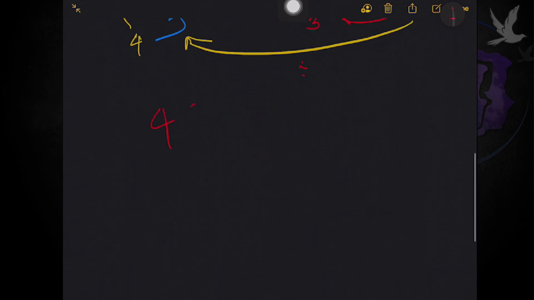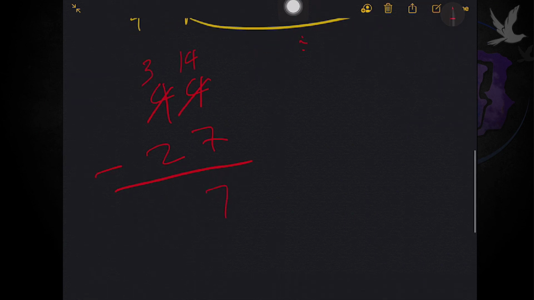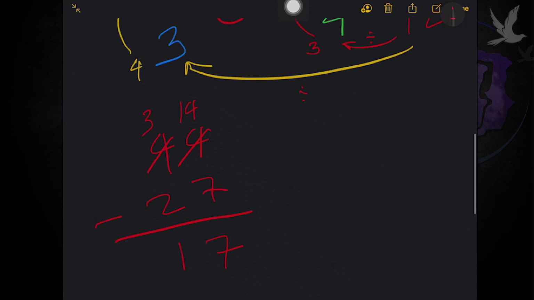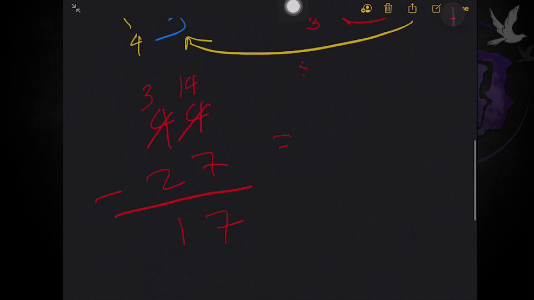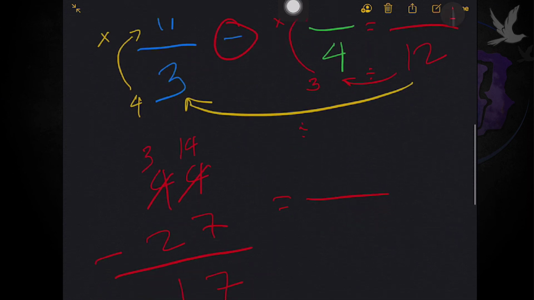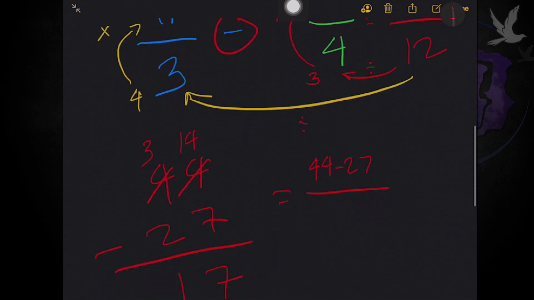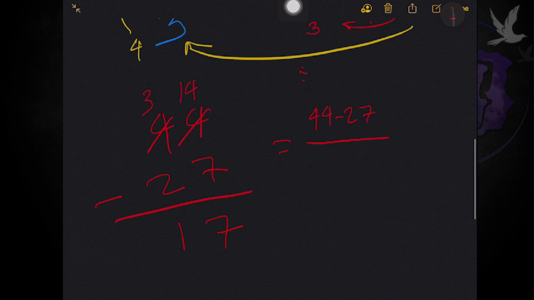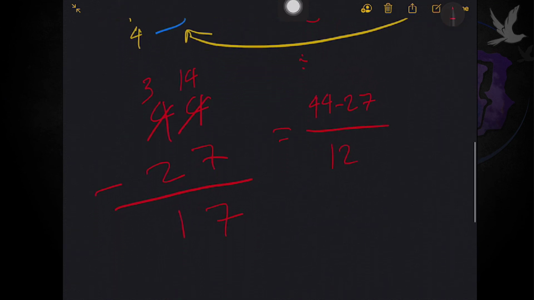So, what's 44 minus 27? We borrow since you cannot take away 7 from 4. So this will become 3. This will become 14. 14 minus 7 will give you 7. 3 minus 2 will give you 1. Okay. Again, let me rewrite here so you can see better. 44 minus 27 over 12. Doing so, 44 minus 27 will give you 17. 17 over 12.